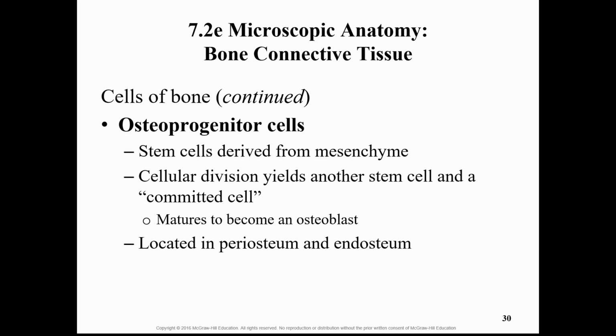The osteoprogenitor cells are the bone stem cells. They're derived from mesenchyme, which is a type of fetal tissue, and they're juvenile. They haven't really committed yet to another type of cell line. They've already committed to being a bone cell, but they haven't really decided which one yet. And we find osteoprogenitor cells in the periosteum and the endosteal membranes.